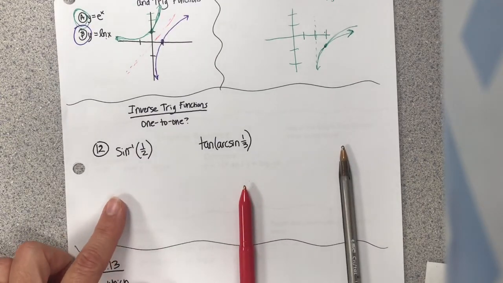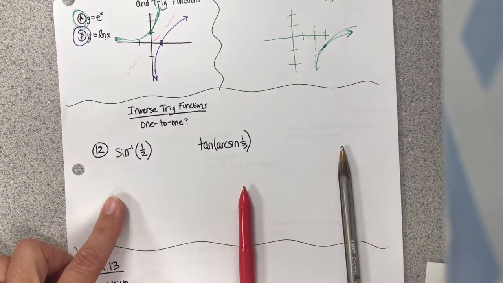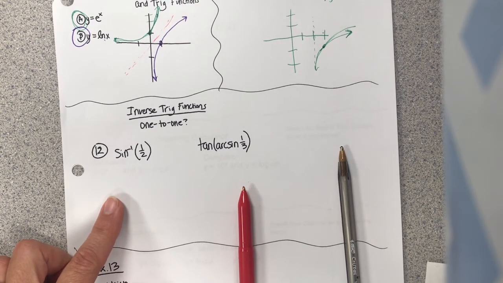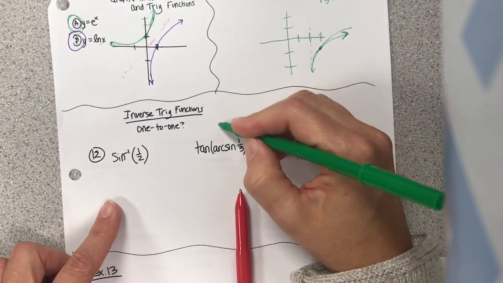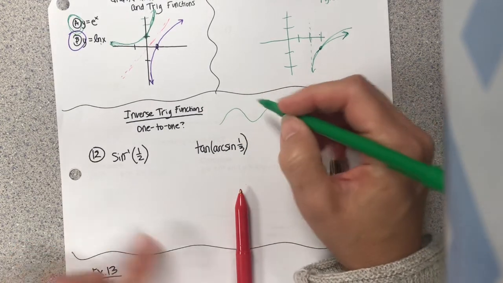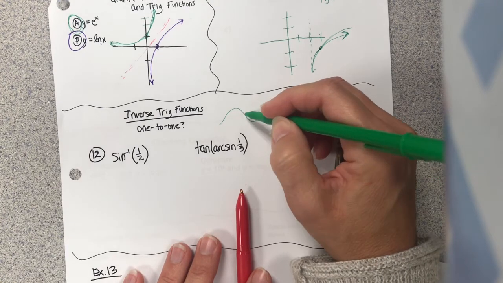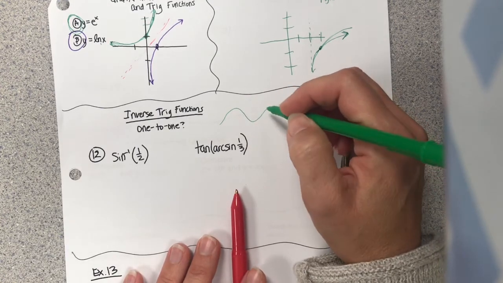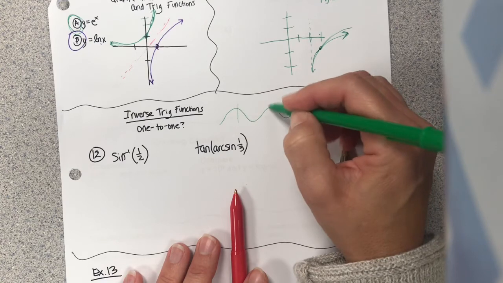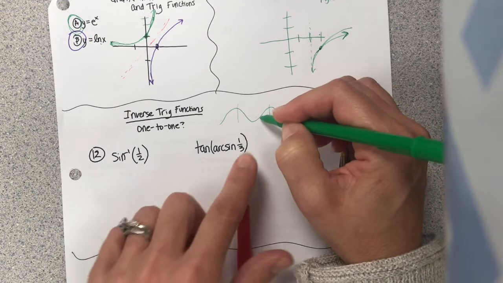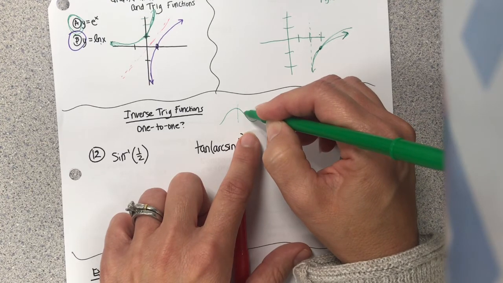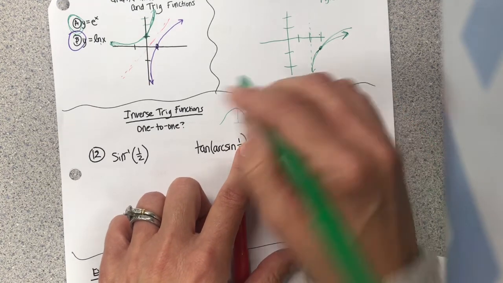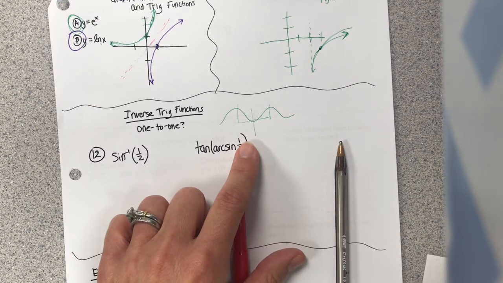Okay, inverse trig functions. First, remember, trig functions are not one-to-one because they keep going on forever and ever. Like if you think of the sine of x. So what we're going to do is evaluate from negative pi over 2 to positive pi over 2, and then it would be one-to-one. Well, no, I should take that back. Trig functions are not one-to-one. We're going to restrict to negative pi over 2 to positive pi over 2.